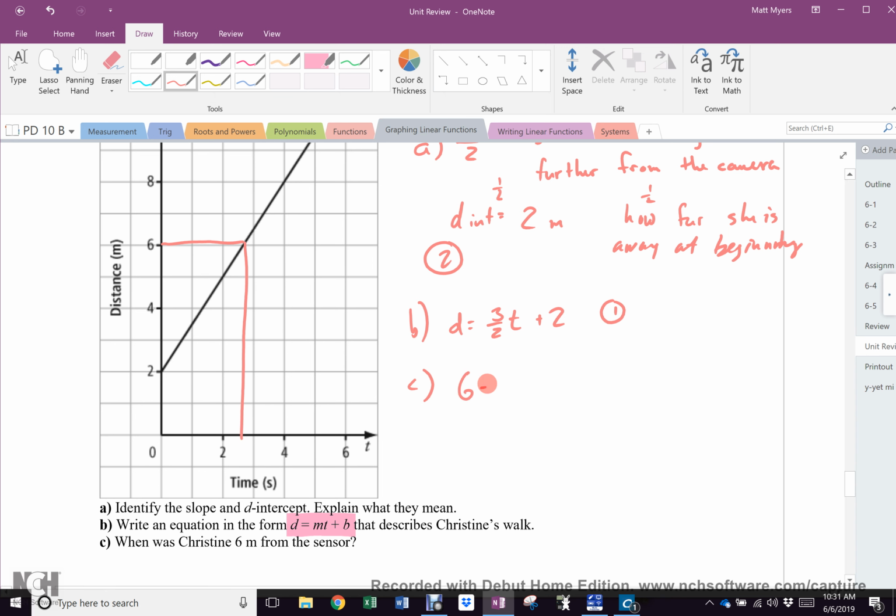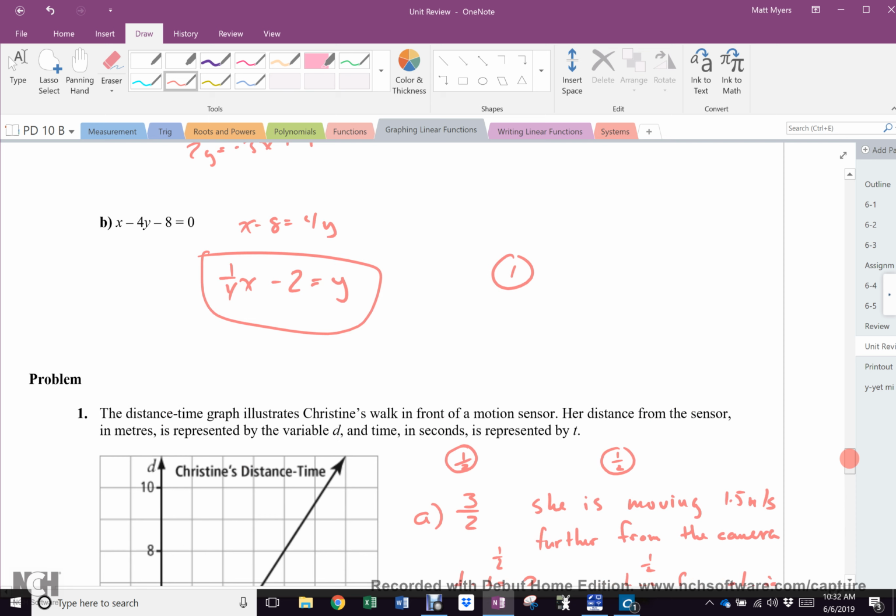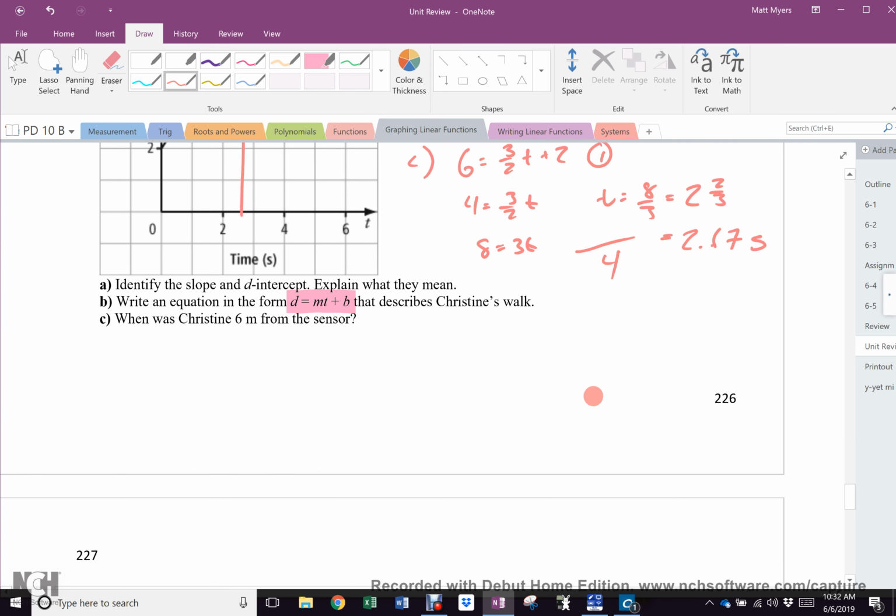Because d is 6 equals 3/2t plus 2. 4 equals 3/2t. 8 equals 3t. T equals 8/3, which is 2 2/3, which is, because you guys are scared of fractions, 2.67 seconds, which is bigger than 2.5 seconds. Sorry, yeah, seconds. For 1 mark, making that whole question out of 4, making that whole page out of 6.